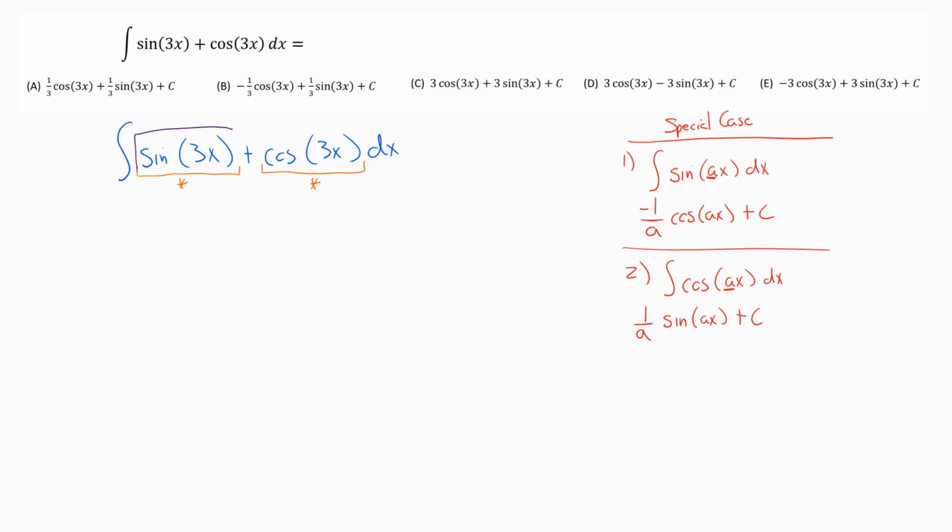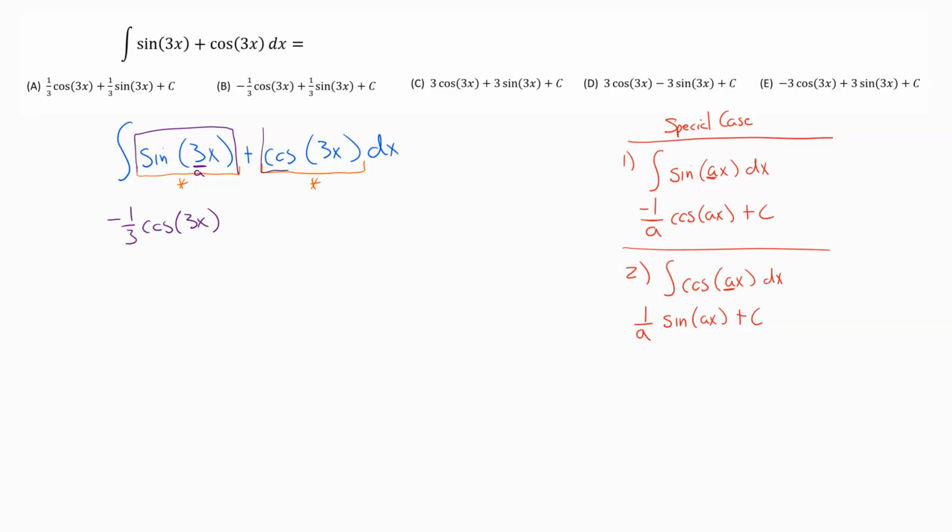We take the antiderivative of the sine of 3x. Our a value here would be 3. So what we get out of this would be negative 1 over 3, and then the cosine of 3x. We'll put one big plus c at the very end. We don't need to put them for each individual chunk.